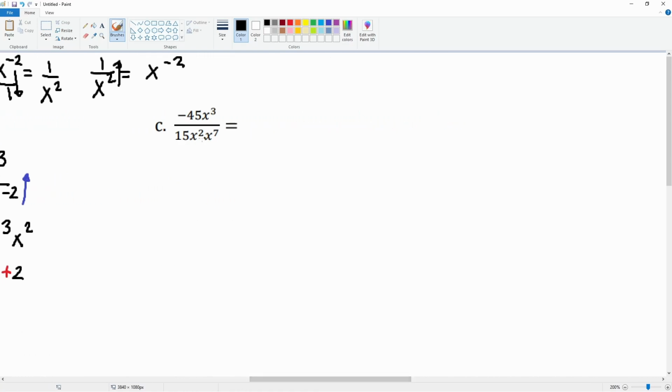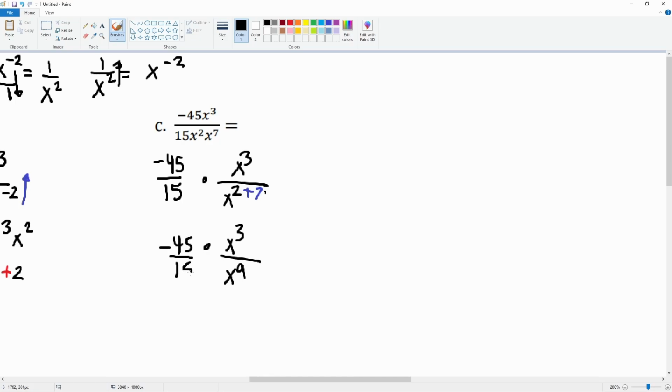Then let's see C. Same process. I split the coefficients, or the numbers, negative 45 over 15. Then I have the variables by themselves: x to the third, x squared on the bottom, and x to the 7. With x squared and x to the 7, what we can do here is add the exponents. So it is 2 plus 7 on the bottom, which becomes x to the 9. Okay, I bring everything else down.